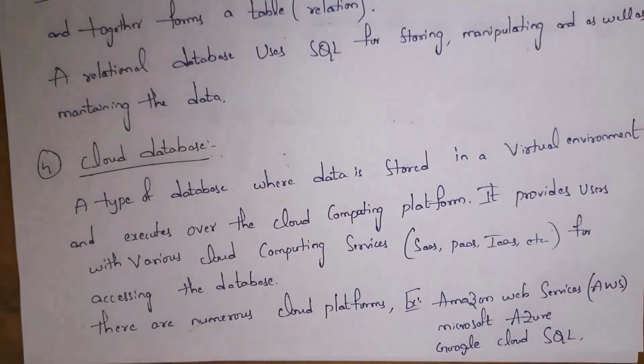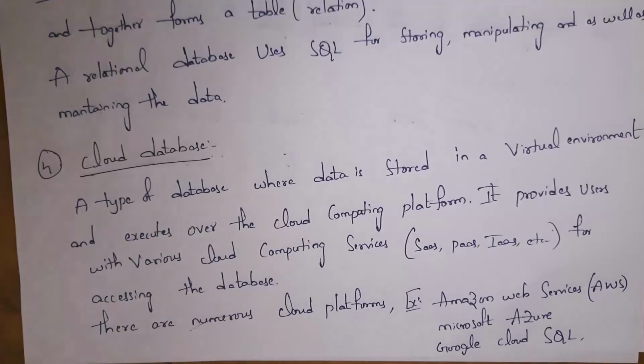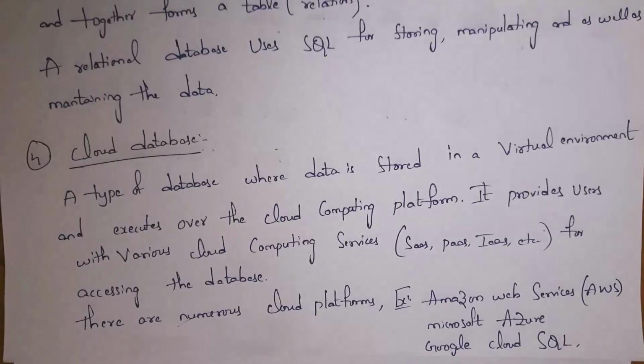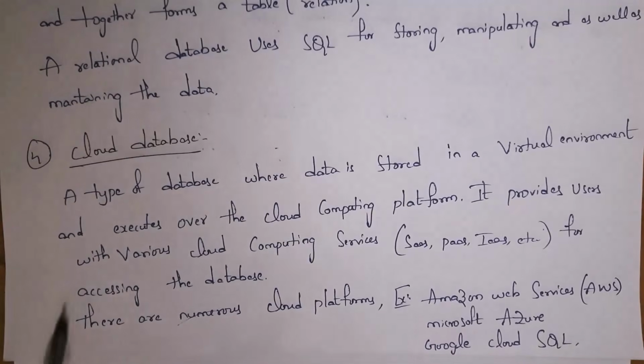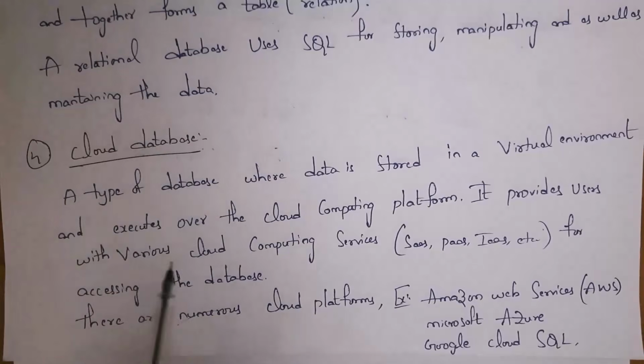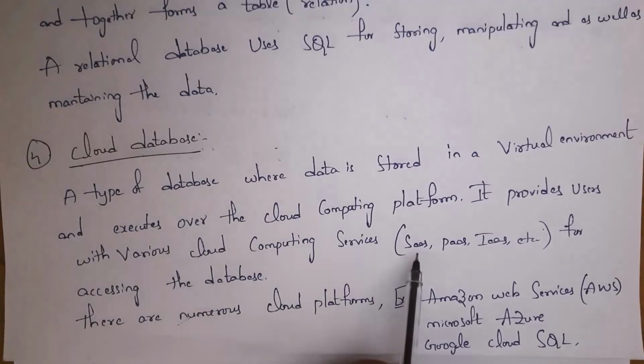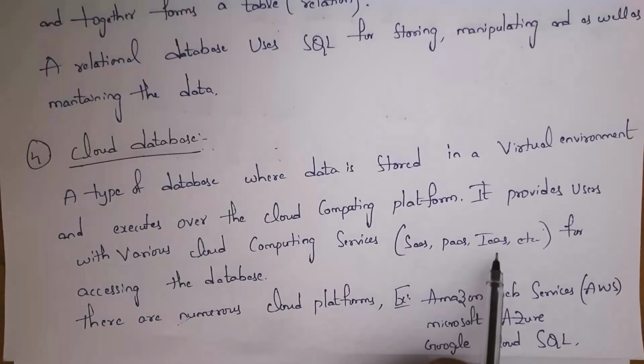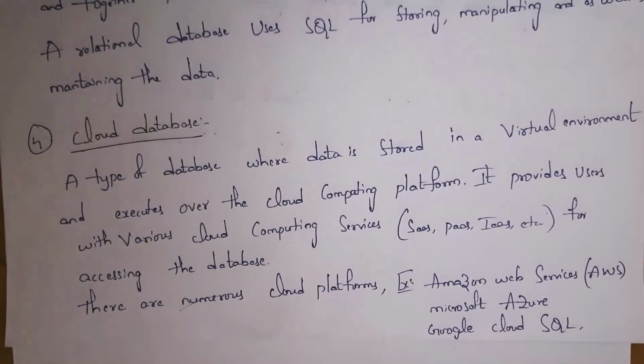Next one is cloud database. A cloud database is a type of database where data is stored in a virtual environment and executes over a cloud computing platform. Virtual environment is nothing but the internet. We will store data on the internet. And this cloud database provides various cloud computing services for accessing the database, like software as a service, platform as a service and infrastructure as a service, etc. Some examples of cloud platforms are Amazon Web Services, Microsoft Azure and Google Cloud SQL.